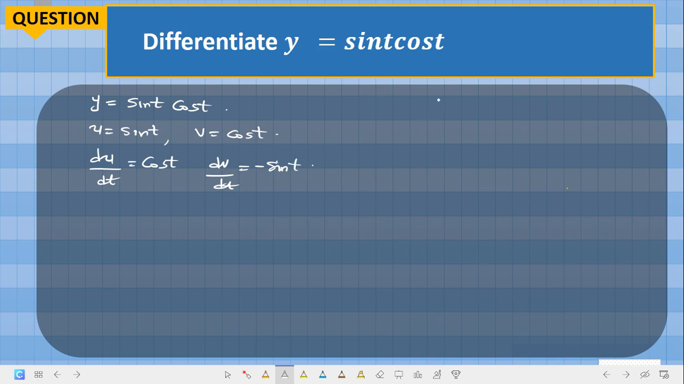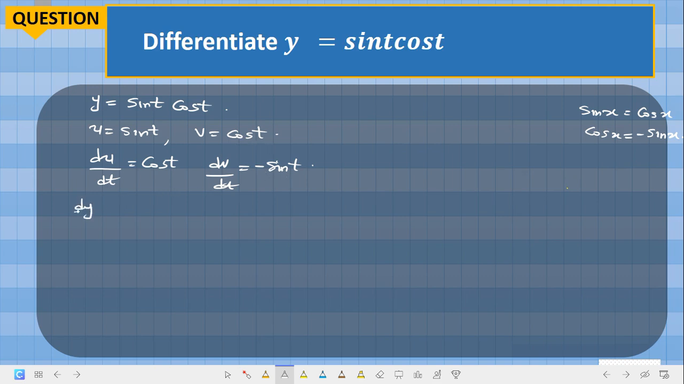When you differentiate sine x, it gives you cos x. When you differentiate cos x, it gives you minus sine x. Okay, so the same thing is applicable here. When you differentiate sine t, it gives you cos t. When you differentiate cos t, it gives you minus sine t.